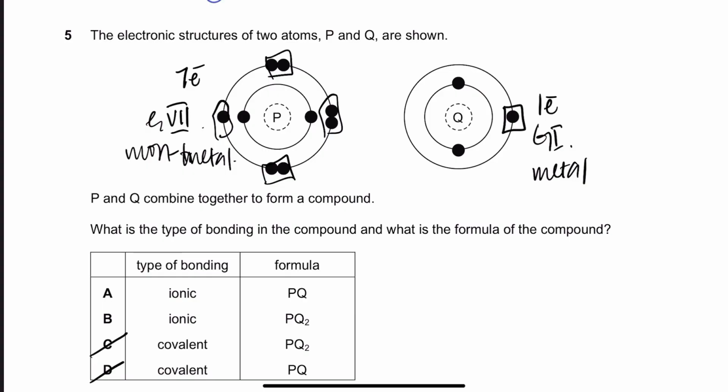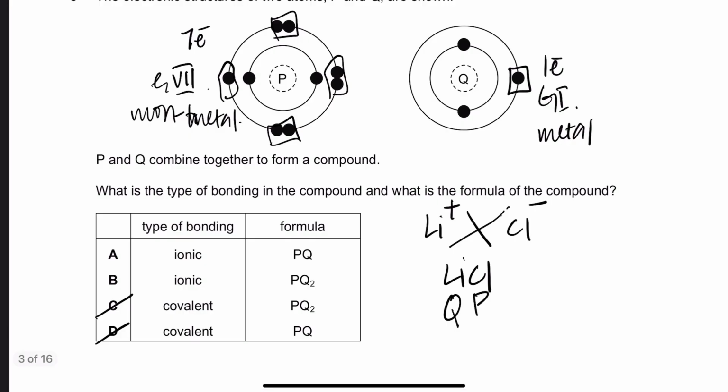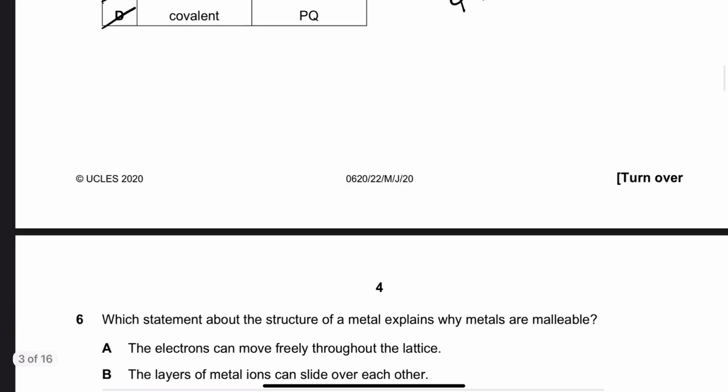So for the formula, if you don't understand this, take a metal from group 1. Let's say I'm taking lithium, and take a non-metal from group 7. Let's say I'm taking chlorine. So lithium has a plus charge, chlorine has a minus charge. You cross multiply and you get LiCl. And what was Li? Li was Q, and Cl was P. Now what they've done is actually wrong the way they've written it. The formula should have been QP, but they wanted to confuse you even more, so PQ is the answer. So A is my answer.